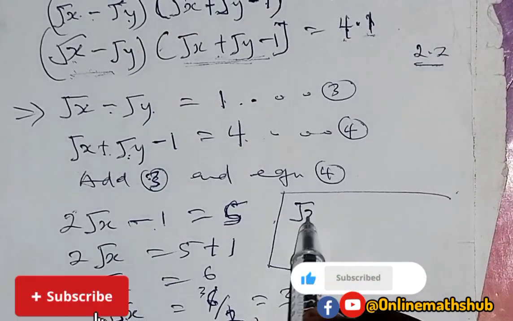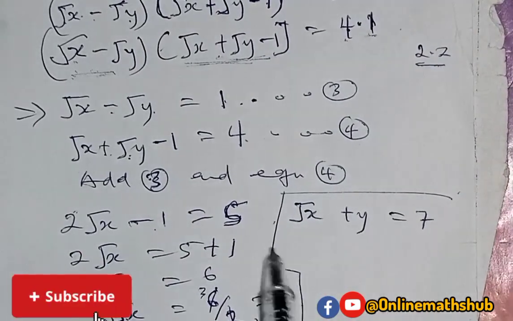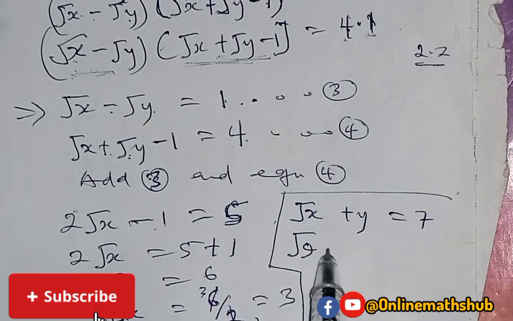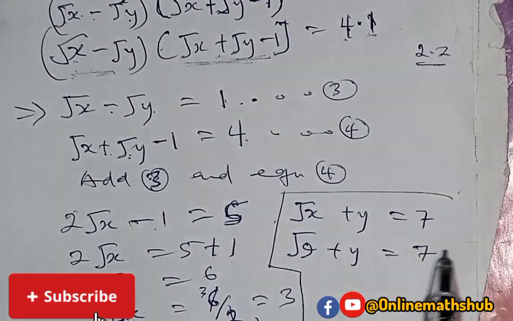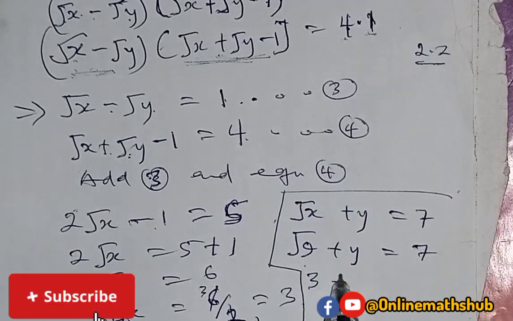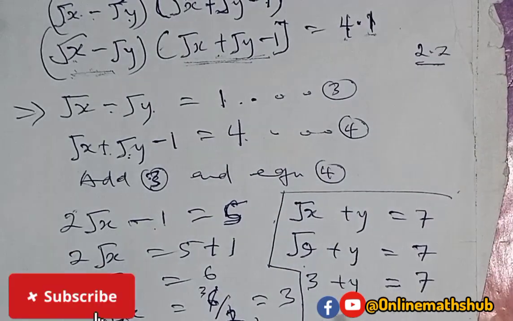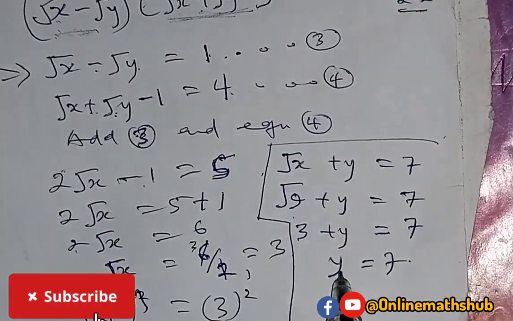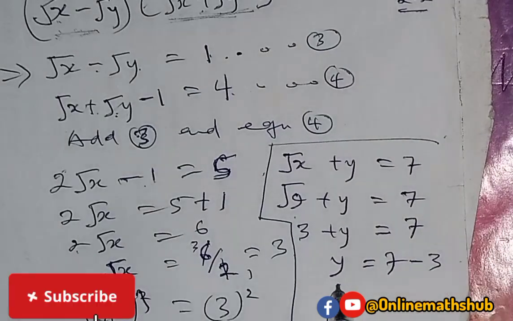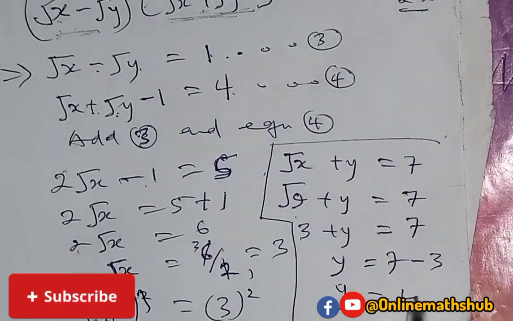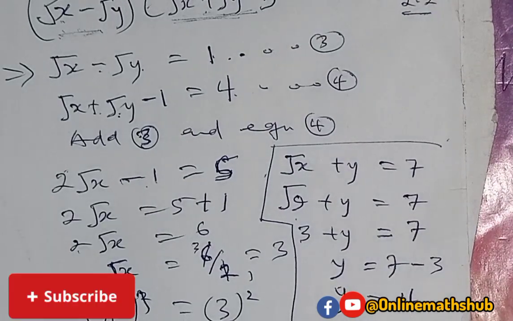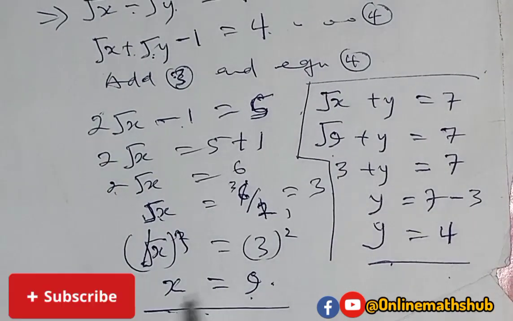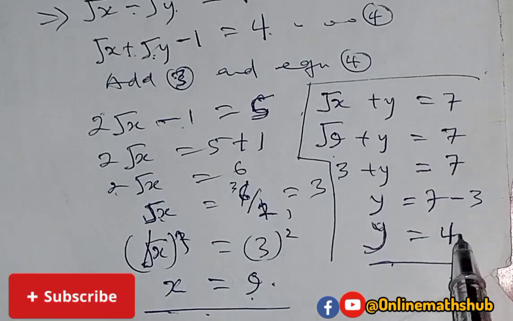So we have root x plus y is equal to 7, but I've gotten that x is equal to 9, so I'm going to replace it there. Root 9 plus y is equal to 7, so root 9 is 3, plus y is equal to 7. So y is equal to 7 minus 3, which implies that y is equal to 4. You can see that these are the values of x and y: x is equal to 9, and y is equal to 4.